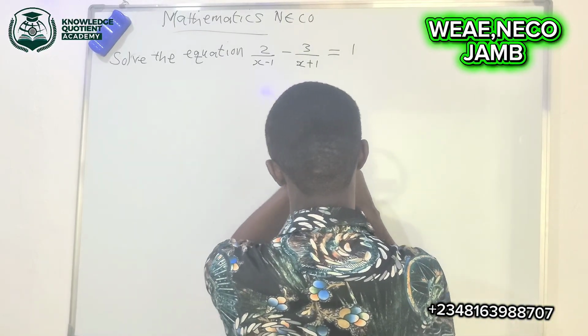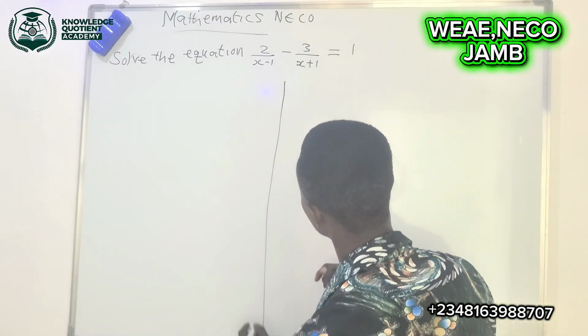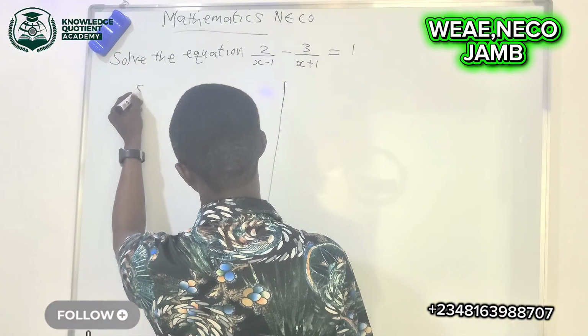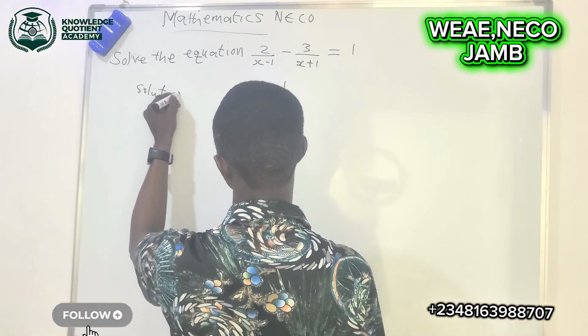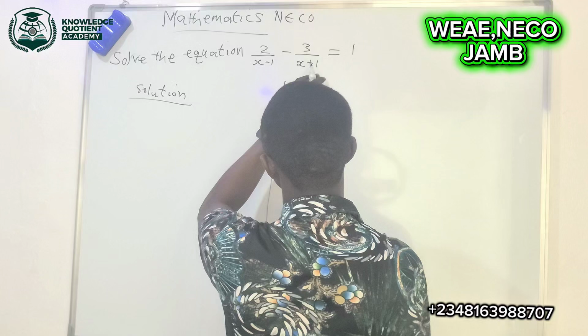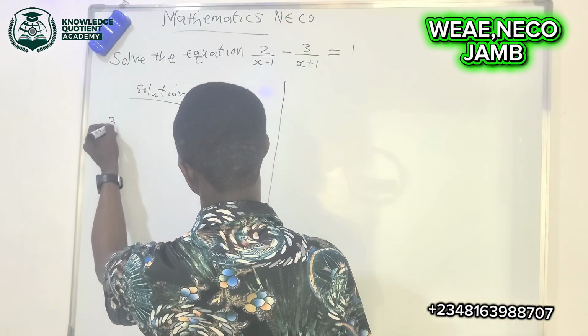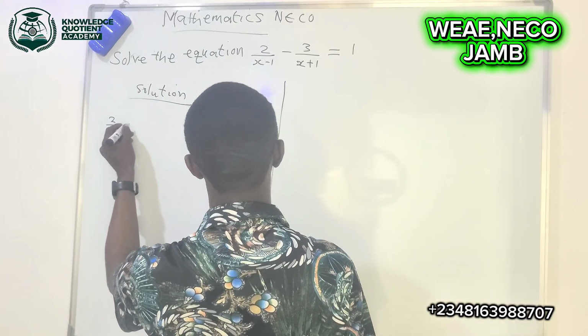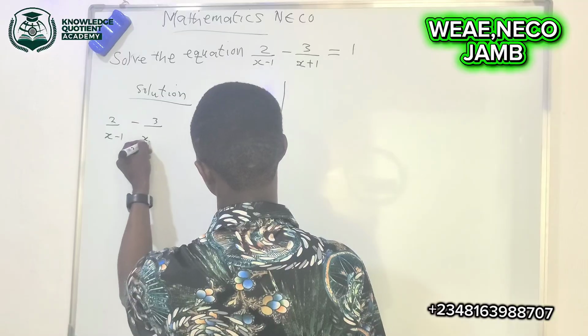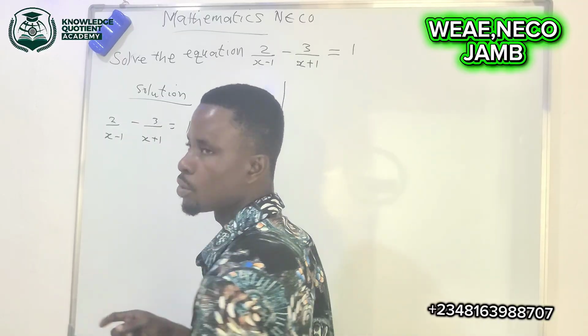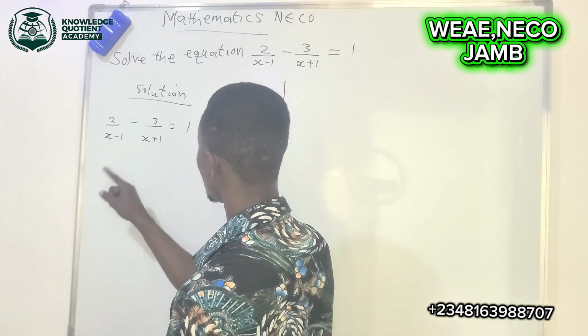Let me start on my board. Solution. The first thing is to look at 2 over x minus 1 minus 3 over x plus 1 is equal to 1. The next thing I'm to look for is the LCM of these two fractions.